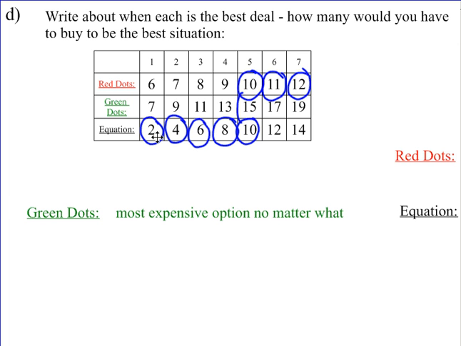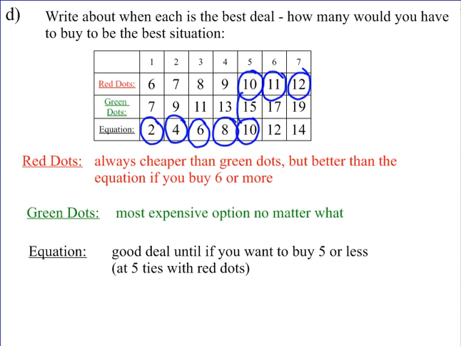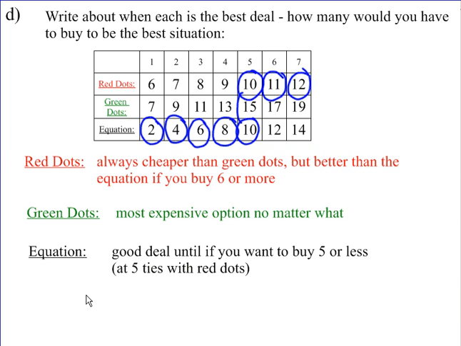The equation company looks pretty good as long as we want to buy 5 or less. As long as we buy 5 or less, then we're going to probably buy from the equation company. It kind of ties with the red dot company at 5, so that's going to be a personal decision. And then the red dot company is always cheaper than the green dot, but better than the equation if you buy 6 or more. And if you go out into the real world as a purchasing agent, you're doing this type of comparison at least 6 times a day. Different companies, seeing what's going on and applying that. That's where the math is in the real world.